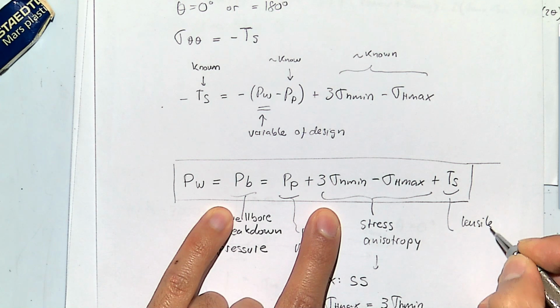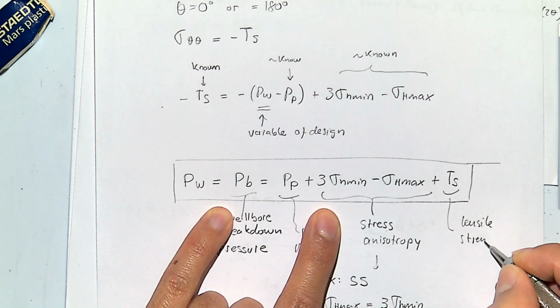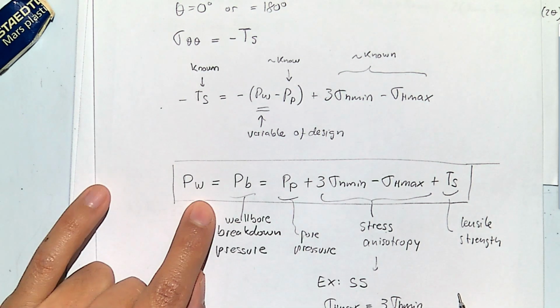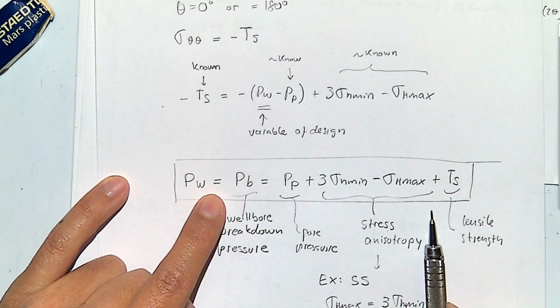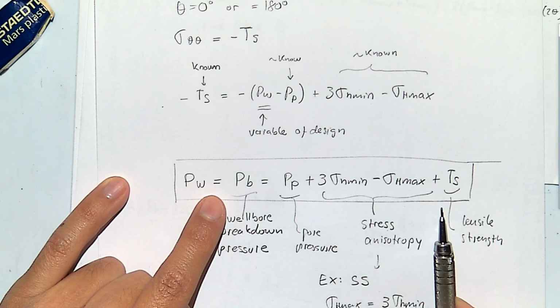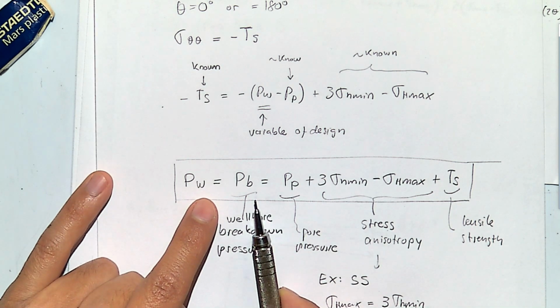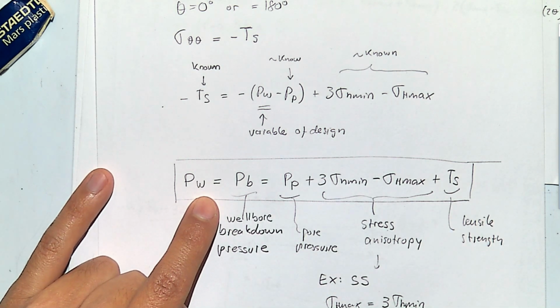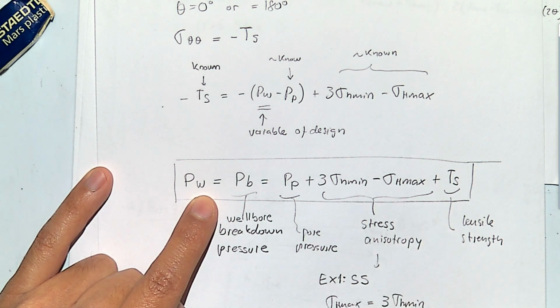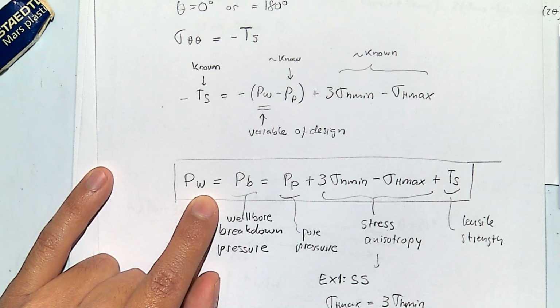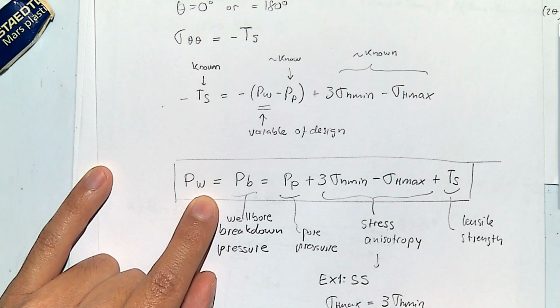And it makes a lot of sense that the bigger the tensile strength of the rock, the higher you can increase the pressure in the wellbore, but the bigger the stress anisotropy, the lower the value of breakdown pressure is going to be. If, for example, you are in conditions, this is example number 1, and 3 sigma H min minus sigma H max is equal to 0.